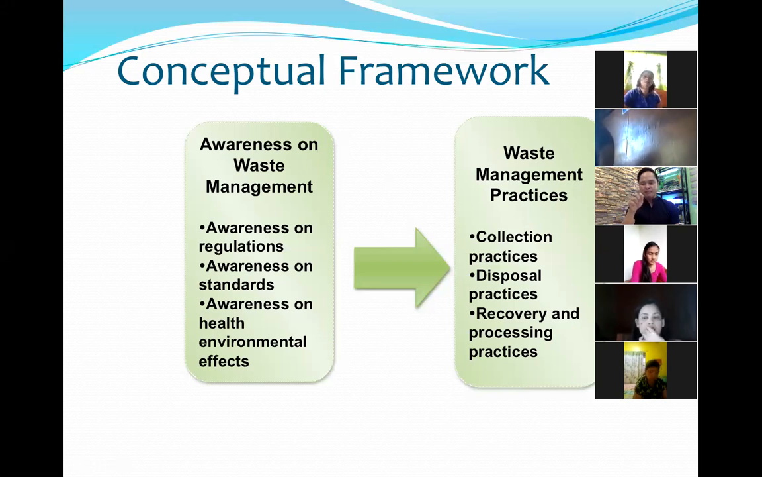Then academic achievement of the students. For example, if DepEd says that academic achievement is the subjects, you put the subjects there: English, Filipino, Math, Science, Araling Panlipunan. But it can also be content subjects only. So that is what you call the conceptual framework.